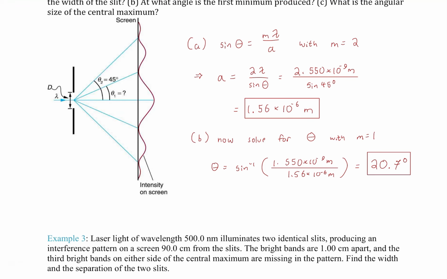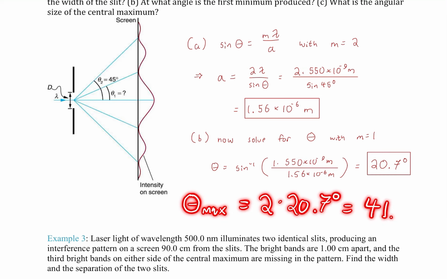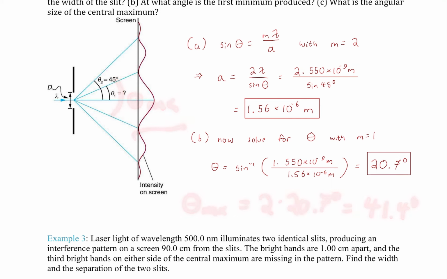It would just be twice of this, because if this is theta 1, and I'll write it after the fact. If theta 1 represents this angular size of half the central maximum, then the angular size of the entire central maximum, so theta max, would just be 2 times 20.7 degrees, which is 41.4 degrees. And that would be that angle right there, theta max. Okay, good. So that's part C.